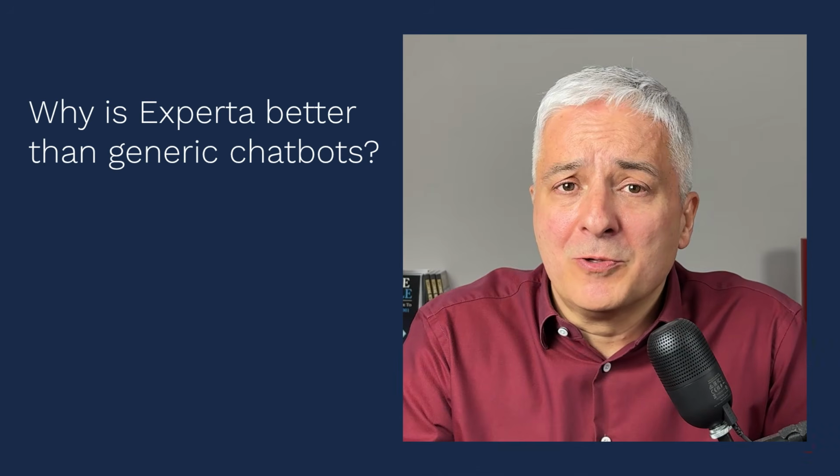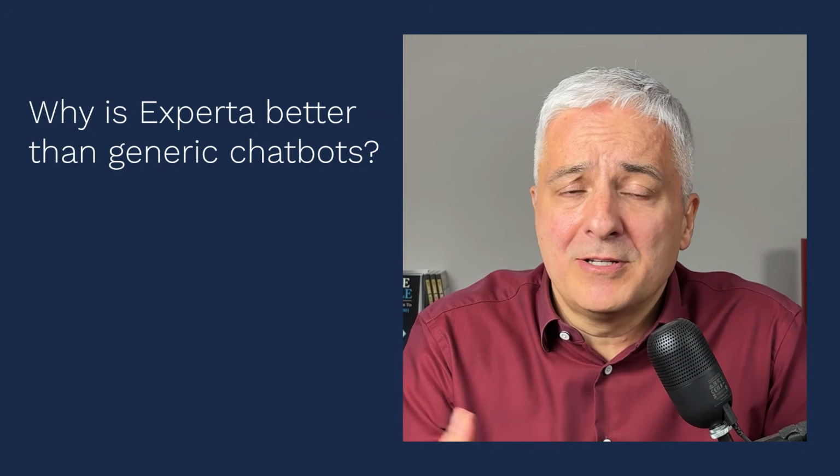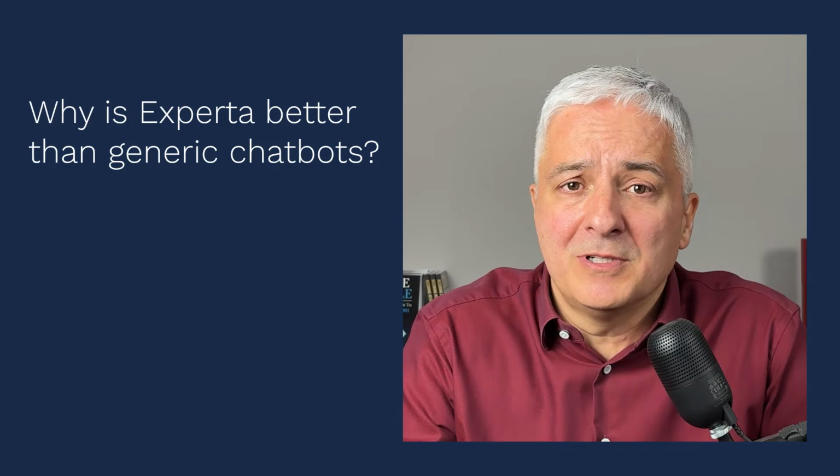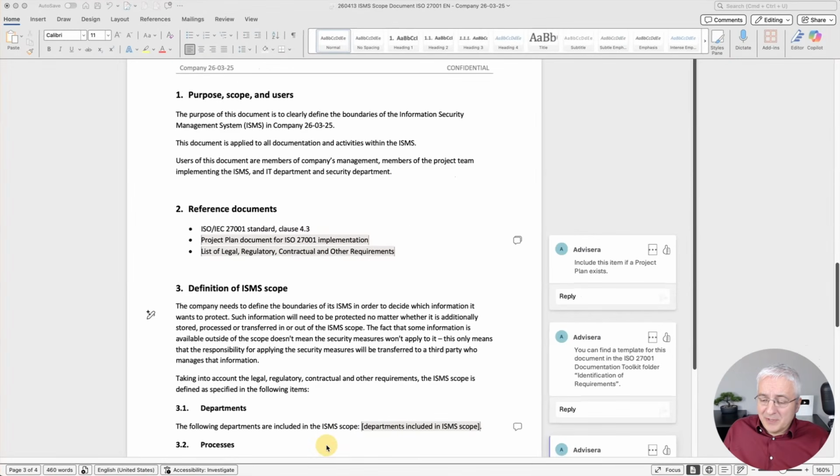And then important question, why is Experta better than, let's say, ChatGPT or Claude or any similar generic chatbot? Well, these documents are better because they are built by human experts. Because when AI builds a document automatically, it then picks up all the potential knowledge on the internet, and it cannot really distinguish which of this information on the internet is good or bad.